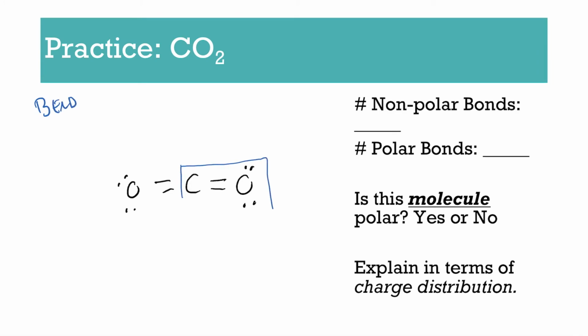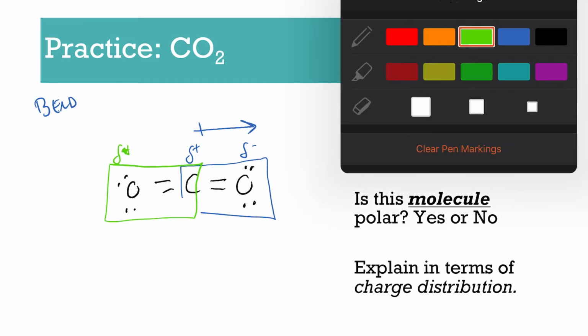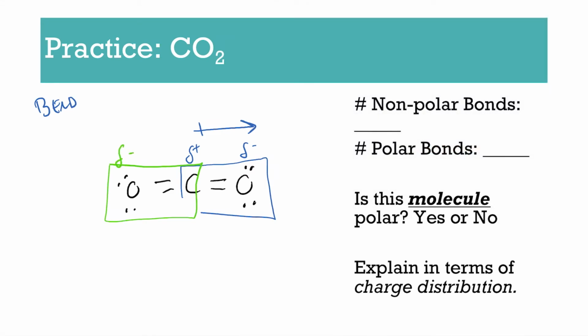So we look at this bond. This is positive, this is negative, that arrow. And then we have to look at the other one. So you have to look at each bond first. Carbon still positive, and so oxygen is going to be that delta negative. Again, they have to be opposites. Arrows go that way. So we have 0 nonpolar bonds, and we have 2 polar bonds.